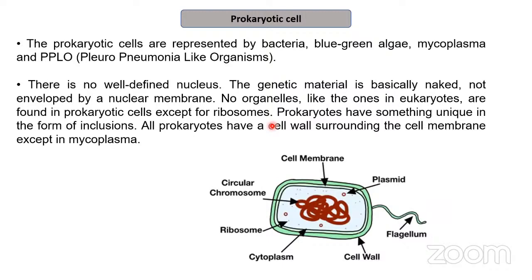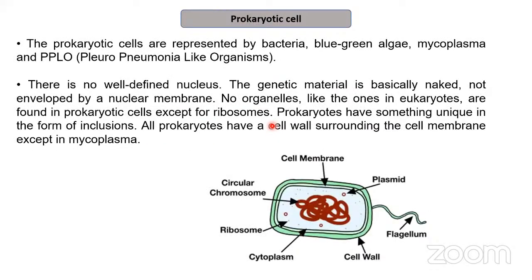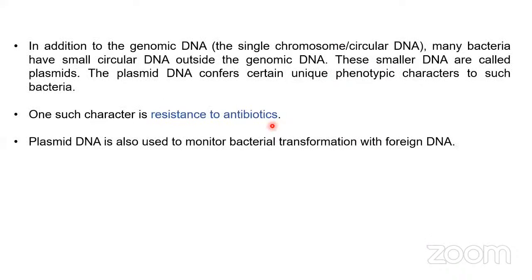Basically, in prokaryotic cells, we have a main chromosome, which is a circular chromosome. It contains the genetic information. But besides this, we have some other smaller DNAs which may or may not be present. Plasmids are not a necessary part of any prokaryotic cell, while the circular chromosome is the necessary part. It is the main genetic material, but plasmids are not. They are present outside the genomic DNA.